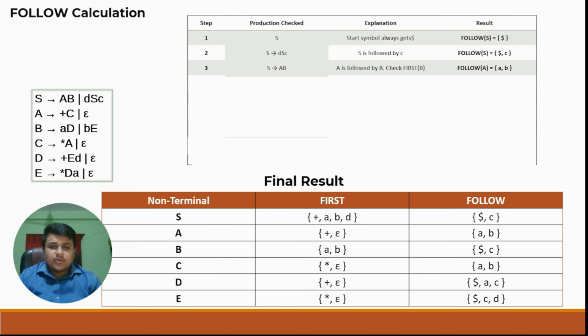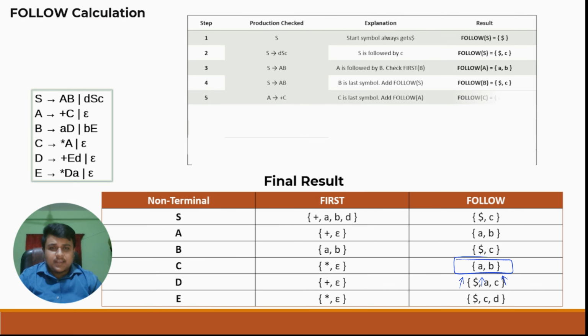Follow of B. In production S derives AB, B is the last symbol, so we add follow of S. Therefore, follow of B is $ sign and C. Follow of C. Look at the production A derives plus C. C appears at the end of the production, so we add follow of A. Follow of A is a and b. Therefore, follow of C becomes a and b.